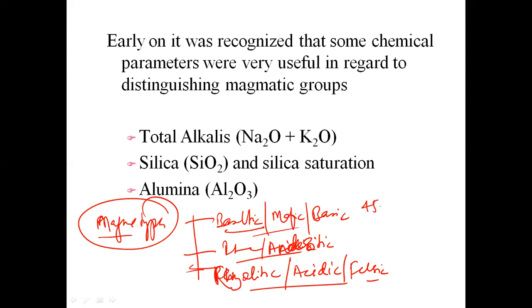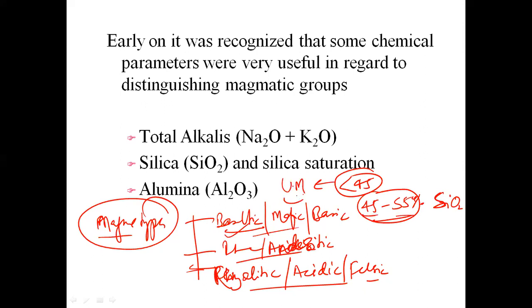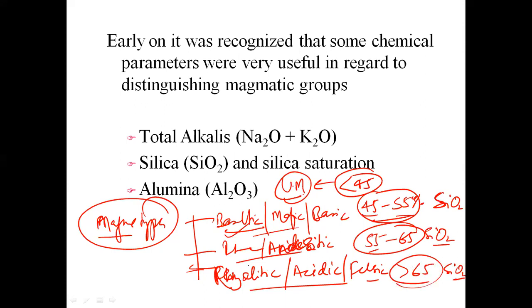I told you that your mafic magma has a very small amount of silica component. It has mainly 45 to 55% SiO2. If 45 to 55 represents basaltic magma, then less than 45 represents ultramafic or ultrabasic. In the same way, 55 to 65% silica is your intermediate, and more than 65% silica represents rhyolite.